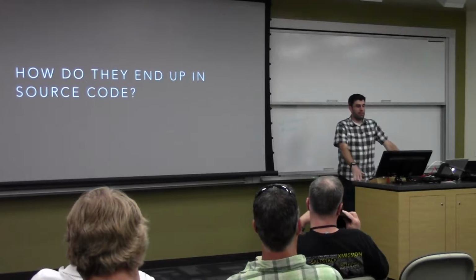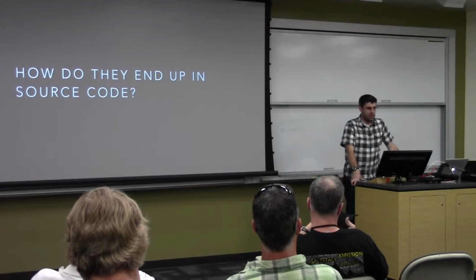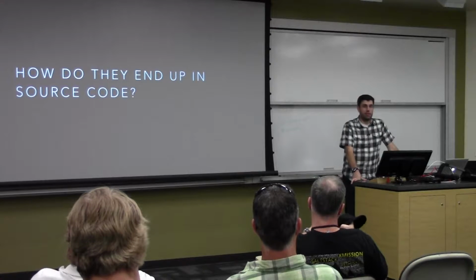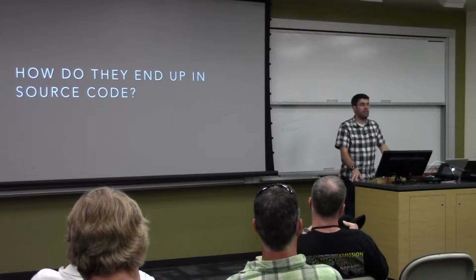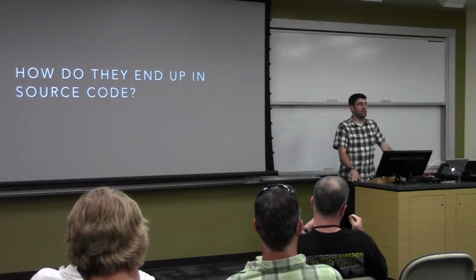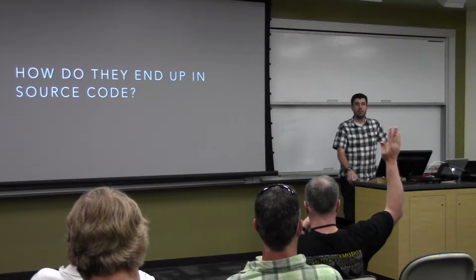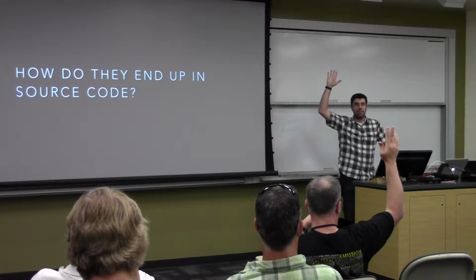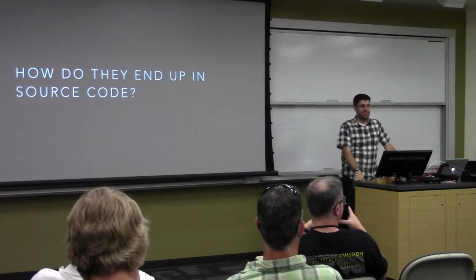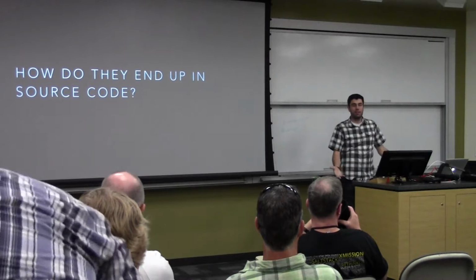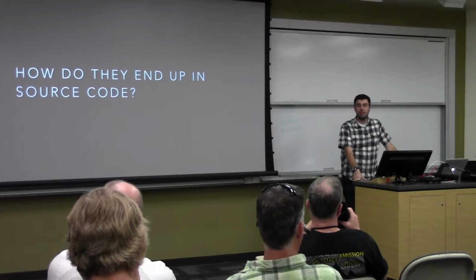So when we're developing code, when we're making applications, how do secrets end up in the source code? First of all, just raise your hand if you've ever committed a password or some sort of secret information to a source code repository. I know I have, so just full disclosure. So how do they end up there? What are some of your thoughts?